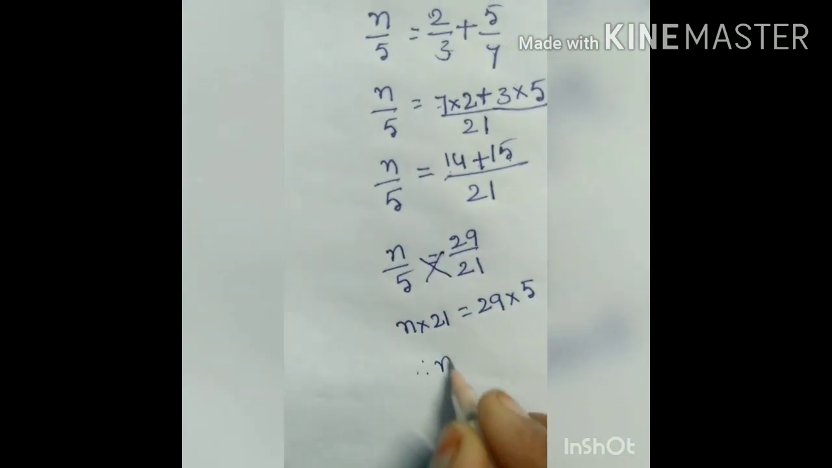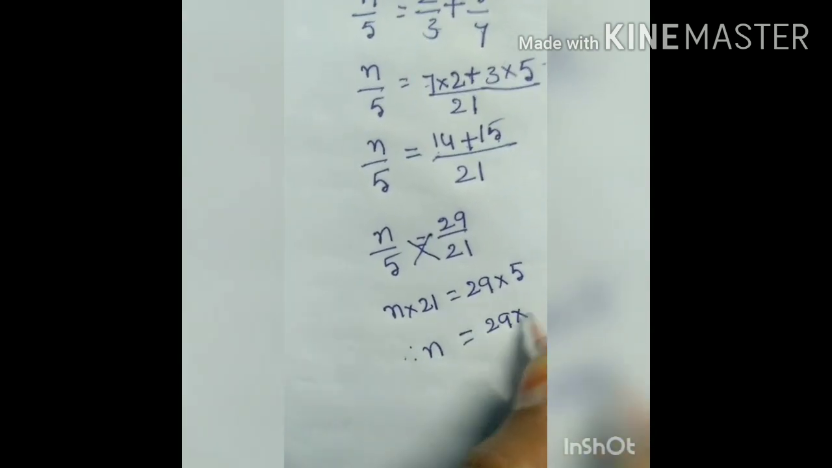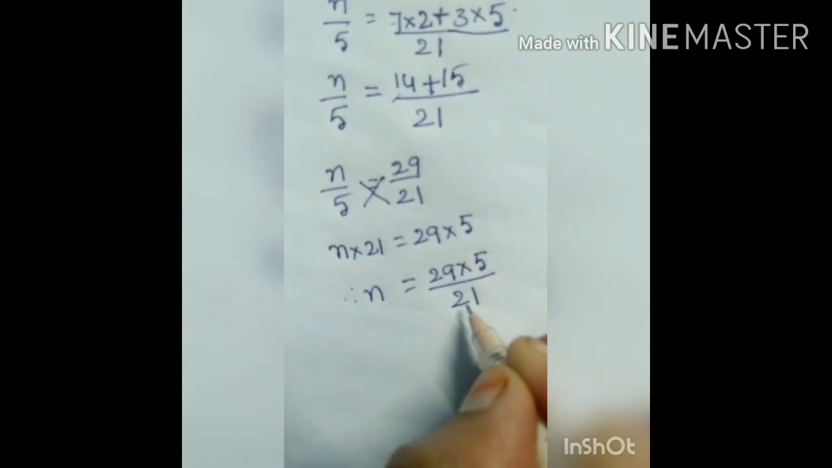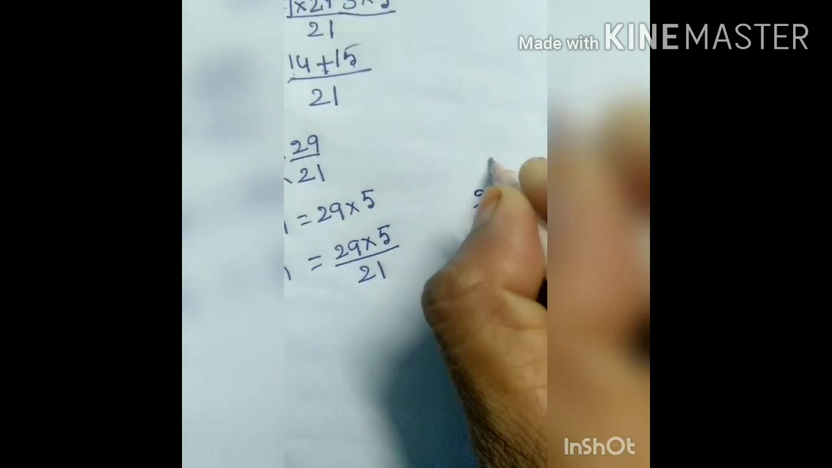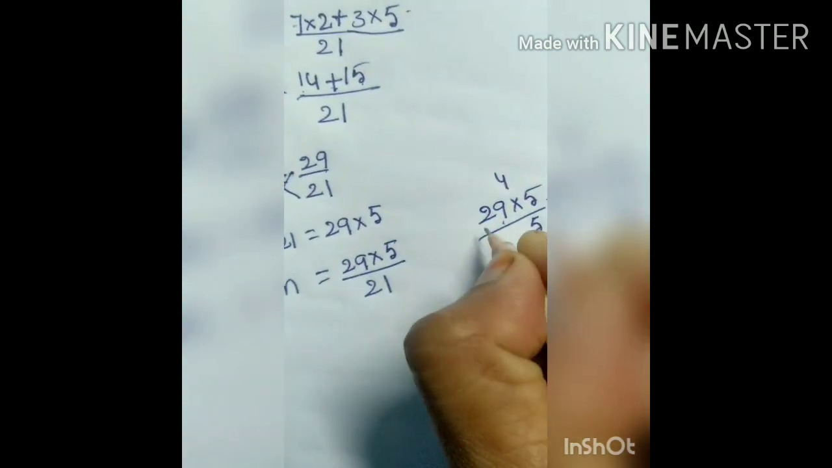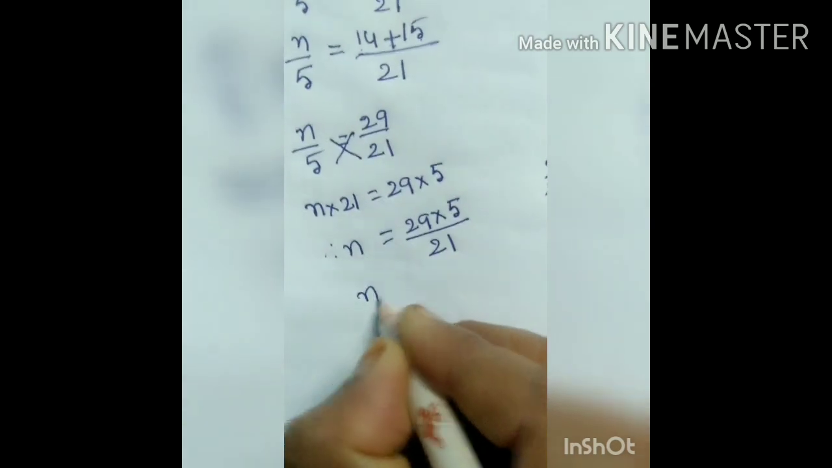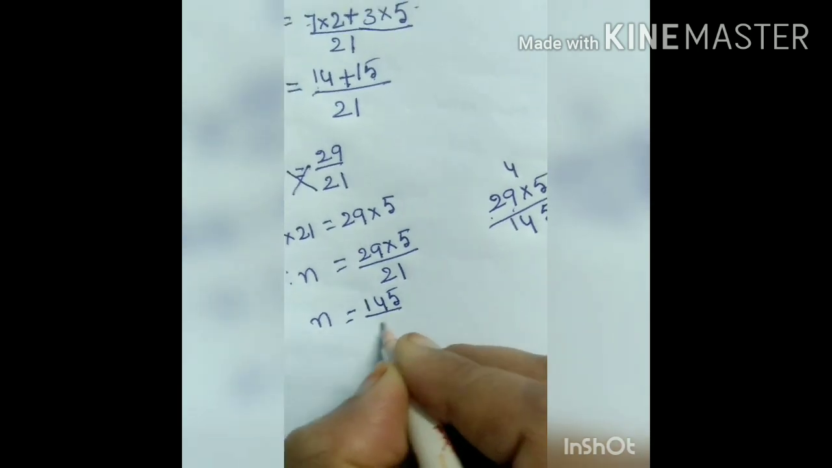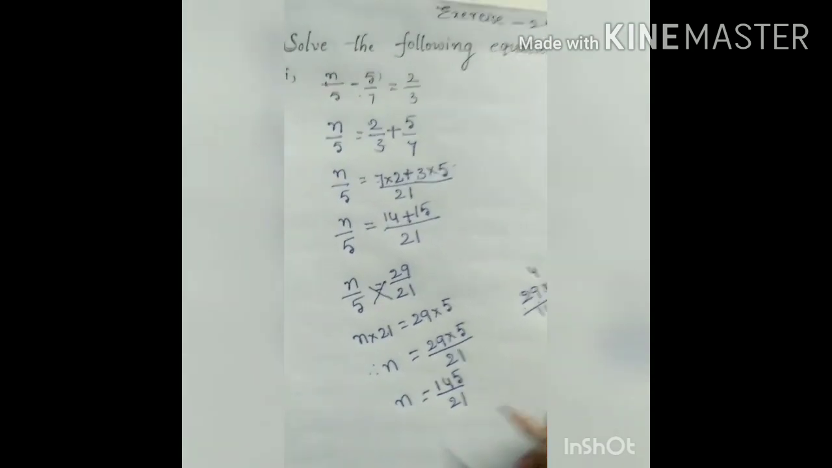So n into 21 is equal to 29 into 5. Therefore the multiplication quantity becomes a divided-by quantity: n equals 29 into 5 by 21. Can anything be cancelled? No. So 29 into 5: 9 fives are 45, 5 twos are 10 plus 4 is 14. So n equals 145 by 21. Okay children, did you understand this problem?